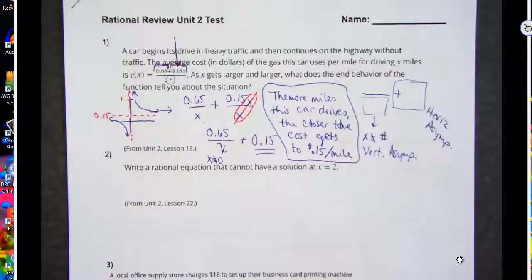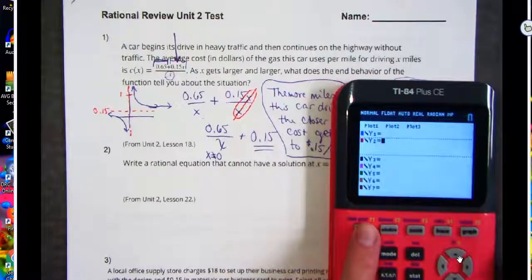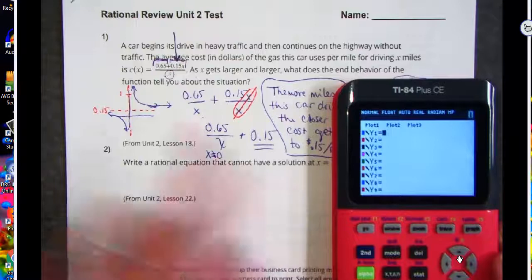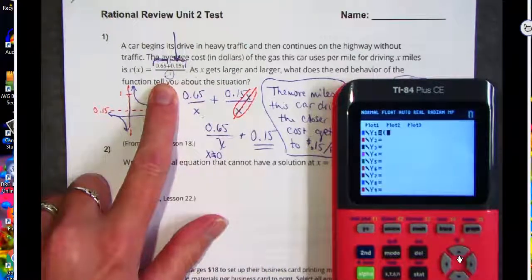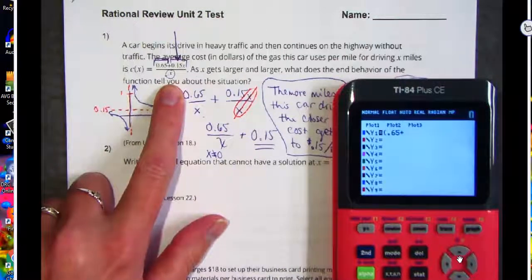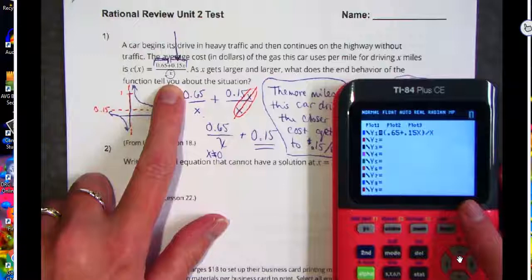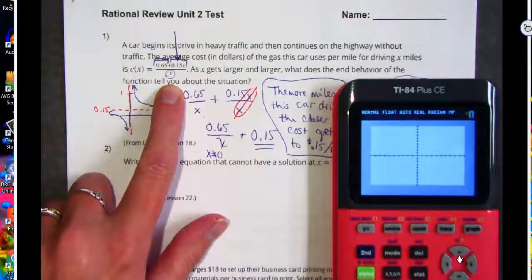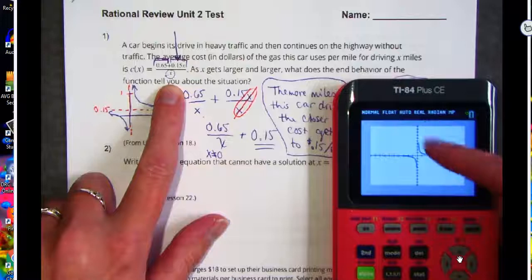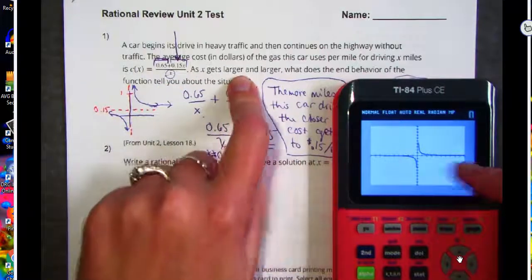If you have a graphing calculator and you're using it, we could also type the original equation into our y equals, and we could just see what is happening with this graph. So in parentheses, 0.65 plus 0.15x, close those parentheses, and divide the whole thing by x. And when I look at the graph, I see that shape that I just drew on my paper. But we're not going to see it until we get to larger and larger values of x.